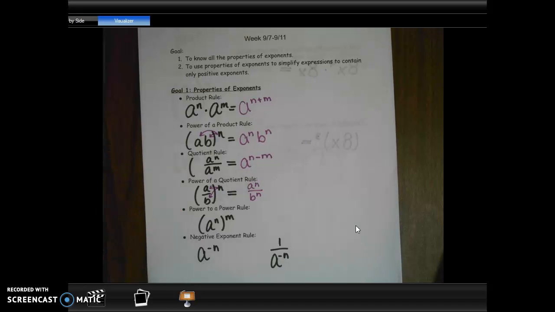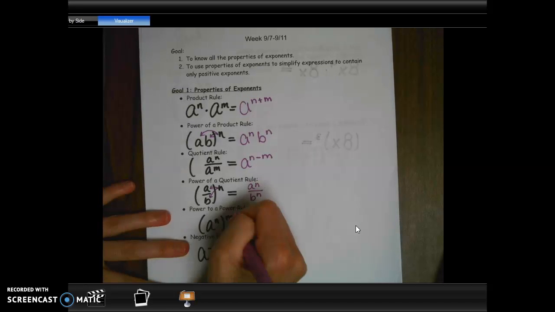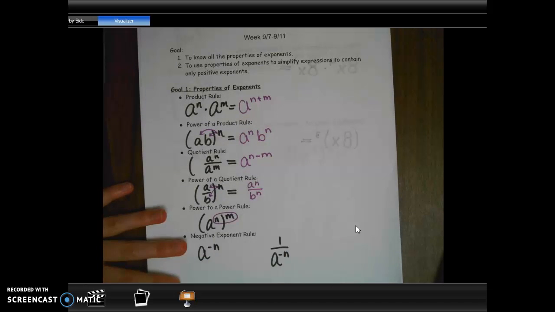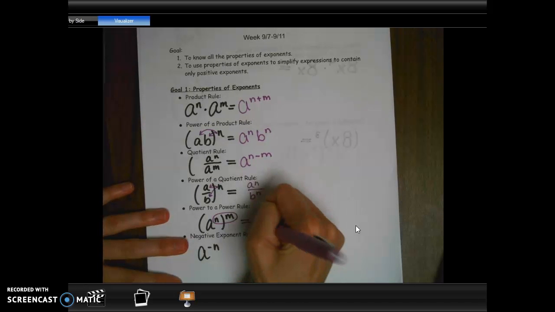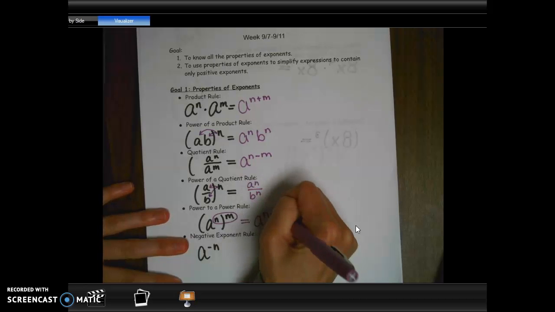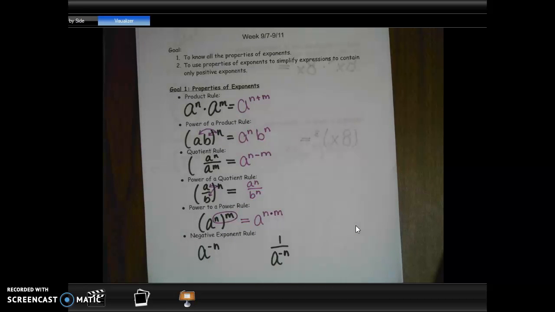All right. Now, power to a power rule. Anytime you have a power going to a power, that means multiplication is going to occur. Okay, negative exponent rule. If we have a negative exponent, to turn it positive, we need to flip it.